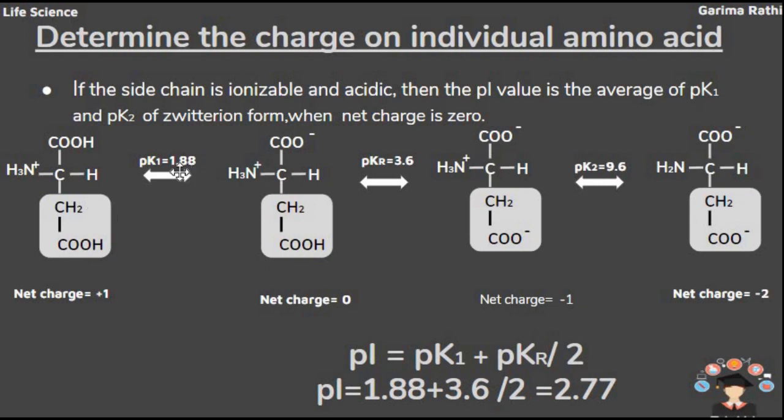In that case, when there are more than 2 pK values, which pK values are considered to determine the pI value? That is the question. Only those pK values which surround the zwitterionic form are considered to determine the pI value. In this example, the second one is the zwitterionic form. So we will consider only 2 pK values, that is pK1 and pKr. So the pI value for aspartate will be 2.77.